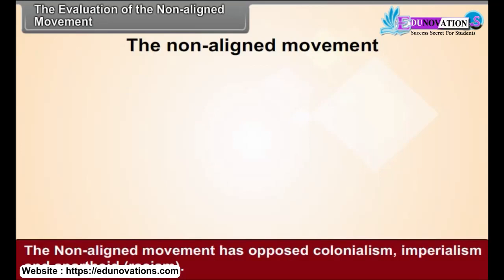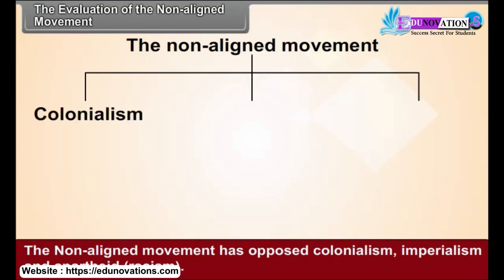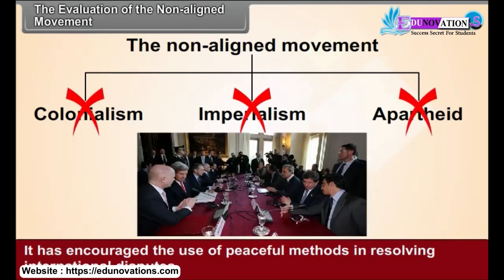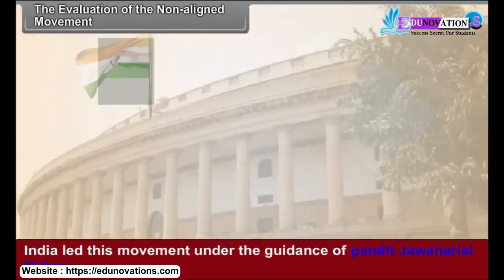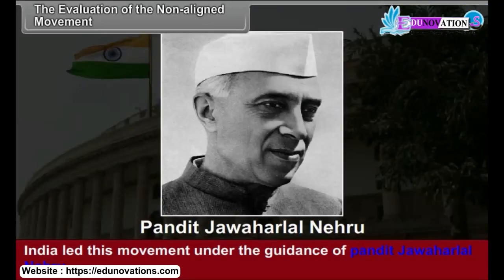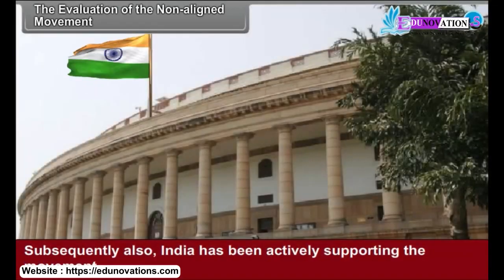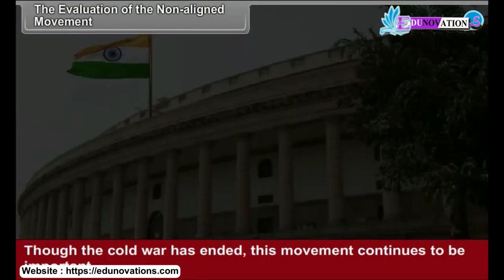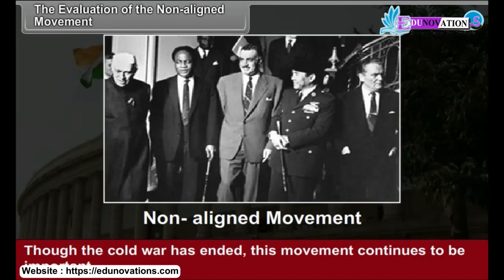The evaluation of the non-aligned movement. The non-aligned movement has opposed colonialism, imperialism, and apartheid, racism. It has encouraged the use of peaceful methods in resolving international disputes. India led this movement under the guidance of Pandit Jawaharlal Nehru. Subsequently also, India has been actively supporting the movement. Though the Cold War has ended, this movement continues to be important.